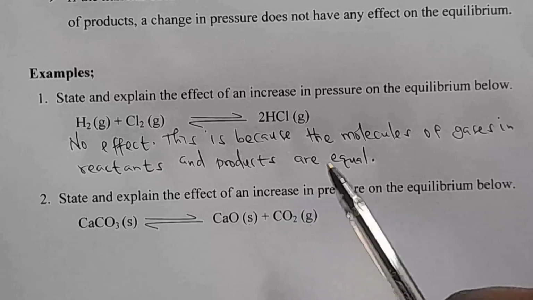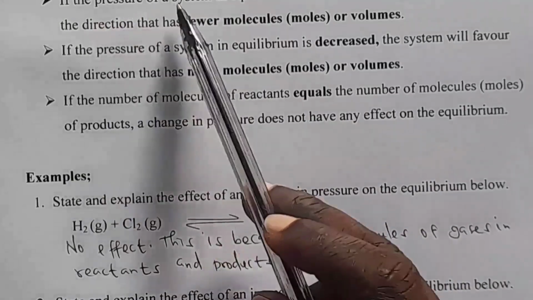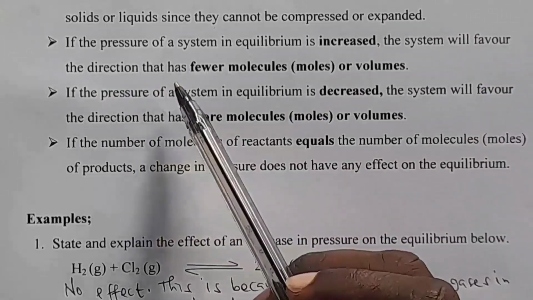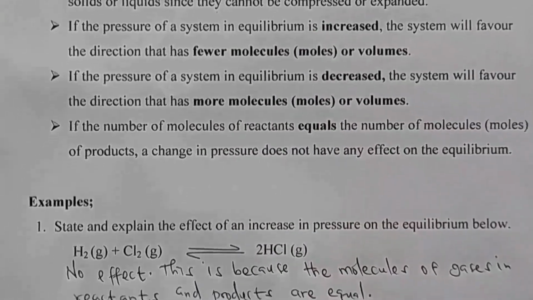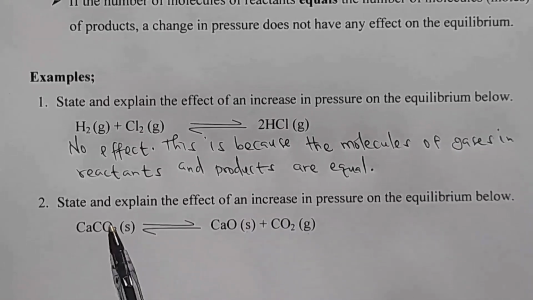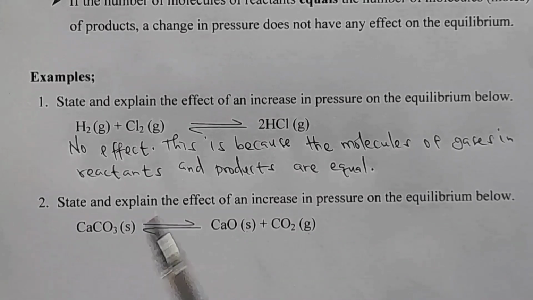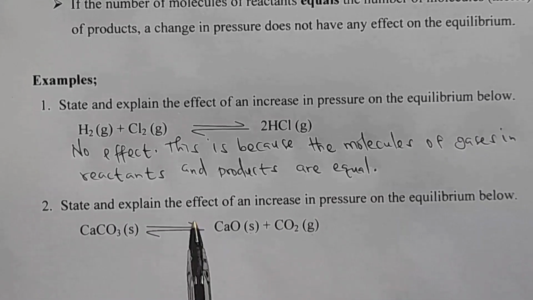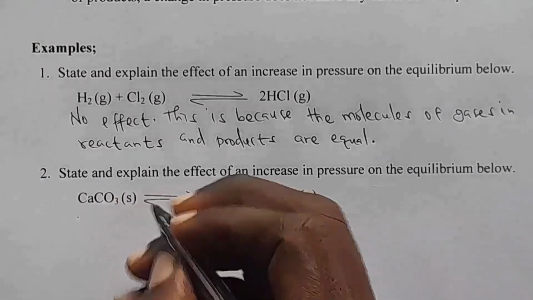Here we have an increase in pressure. So what have we said if we increase the pressure? If the pressure of a system in equilibrium is increased, the system will favor the direction that has fewer molecules or moles or volume. The reactant side, calcium carbonate, has 0 gas molecules, but on the product side we have 1 gas molecule. So the equilibrium will shift to the left. That is the effect.